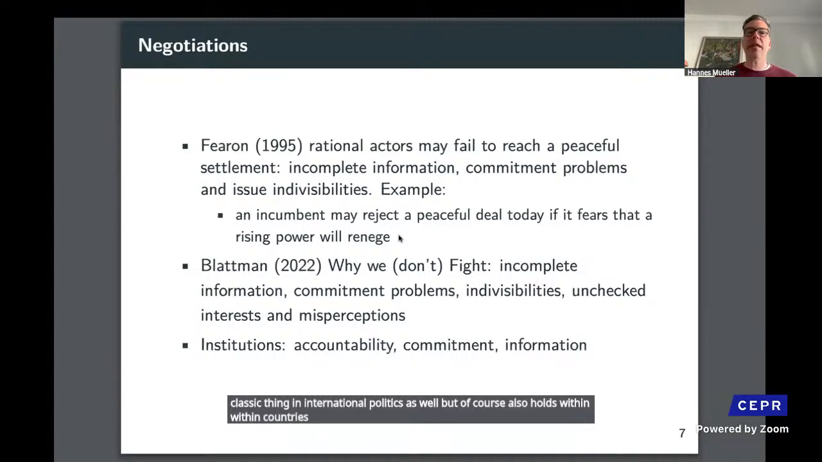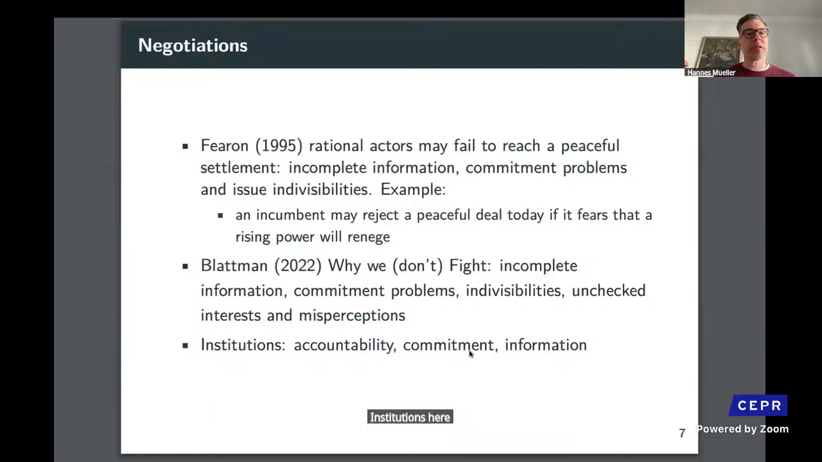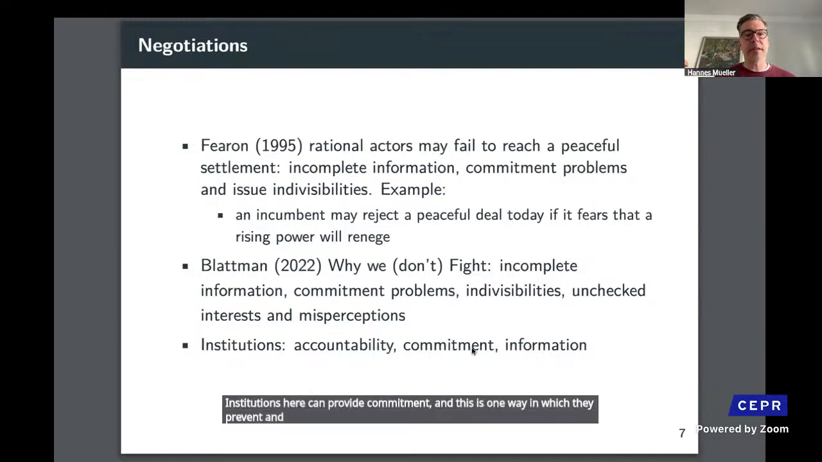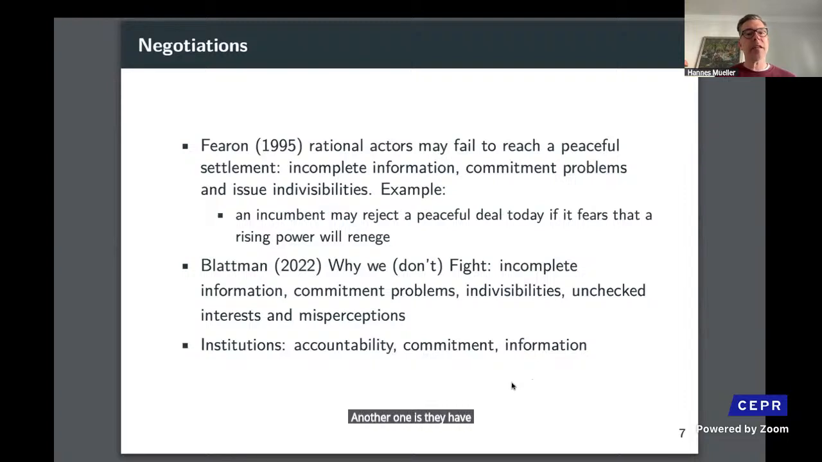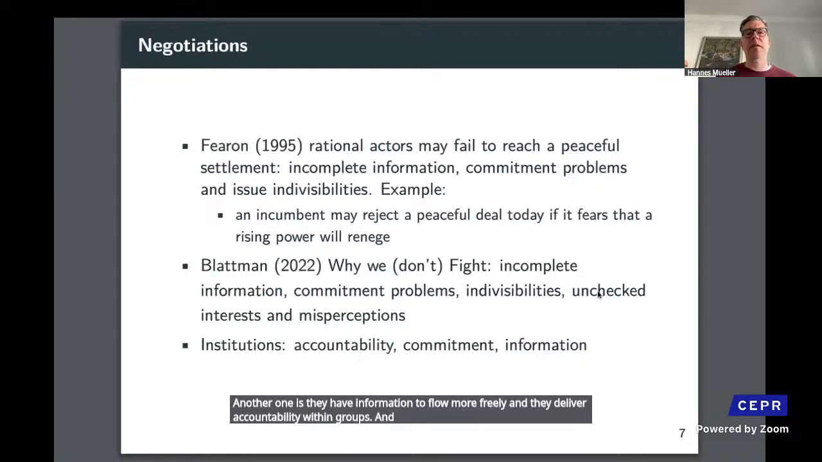And we're going to see in a second another example from within countries. So institutions here can provide commitment, and this is one way in which they prevent and regulate violence. Another one is they help information to flow more freely, and they deliver accountability within groups, which prohibits this kind of unchecked interest channel. What I want to say here is that there are different ways of thinking about conflict in the first place and why we have them.